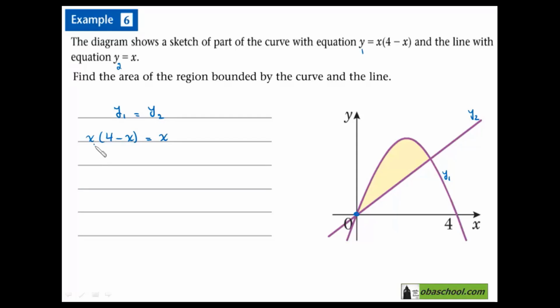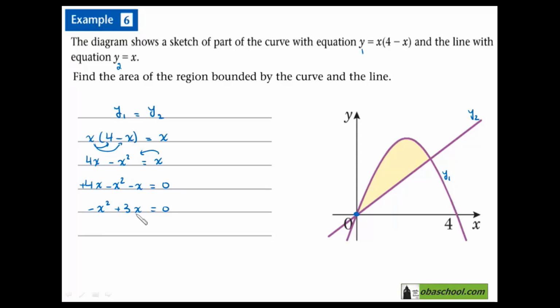Of course, here we expand. x times 4 is 4x. x times minus x is minus x squared, equals x. So, minus x squared, here we have the 4x, and we take this x to the other side, so minus x, all equals 0. Therefore, minus x squared plus 4x minus 1x is plus 3x, all equals 0.